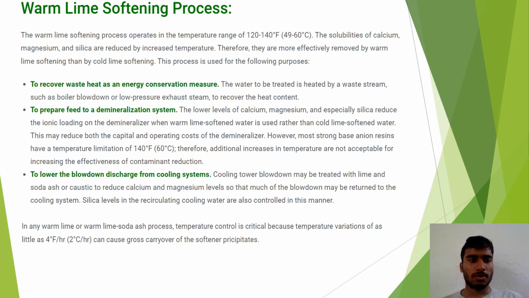Now comes the warm lime softening process. The warm lime softening process operates in the temperature range of 120 to 140 degrees Fahrenheit, that is 49 to 60 degrees Celsius. The solubilities of calcium, magnesium and silica are reduced by increased temperature. Therefore, they are more effectively removed by warm lime softening than by cold lime softening.